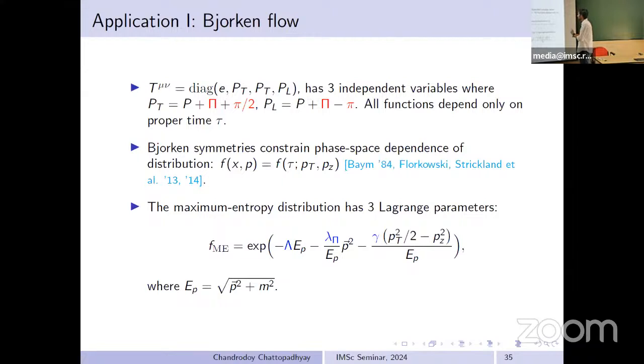But we have solved this approach in certain flow profiles, again looking at Bjorken flow, where there are certain symmetries, which I have been talking about before. T mu nu has only 3 independent components: the energy density, and the transverse and longitudinal effective pressures. And here in this restricted flow profile, the maximum entropy distribution function consists of 3 Lagrange multipliers corresponding to these 3 unknowns.